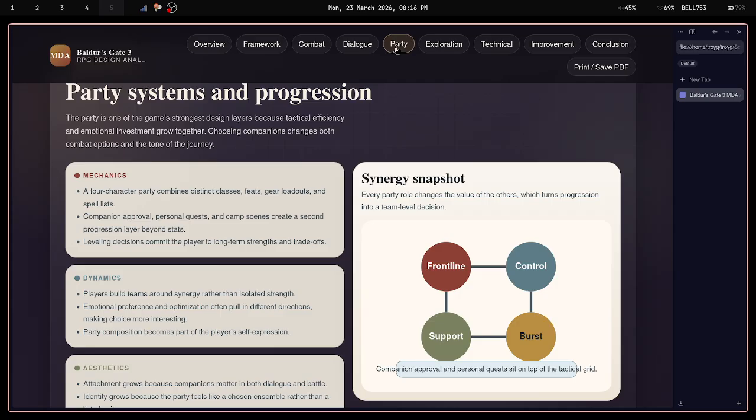The resulting dynamics include building the party around synergy, balancing emotional preference with tactical efficiency, and investing in companions over time. Players are constantly deciding who fits their strategy, who they enjoy traveling with, and how they want their group to function together. These dynamics create aesthetics like attachment, identity, and payoff.